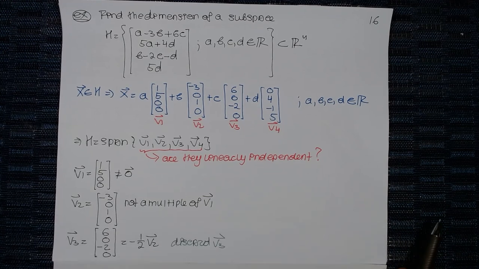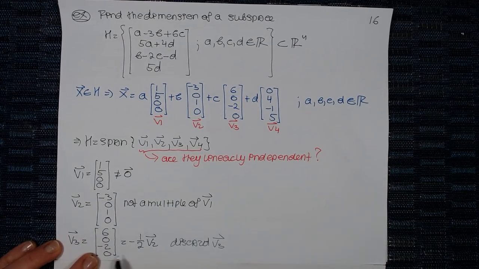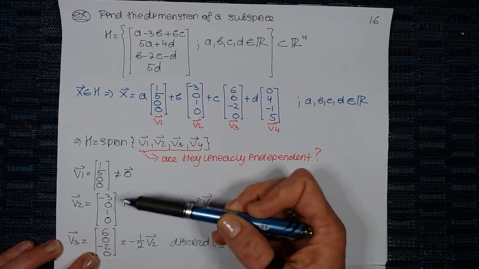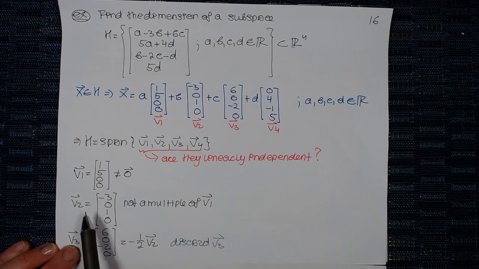Then when I go further to V3, I can notice that V3 is actually a multiple of V2, right? I have -3, 6, 1, and -2, right? So V3 is -1/2 times V2. So V3 is linearly dependent. It is a multiple of V2.